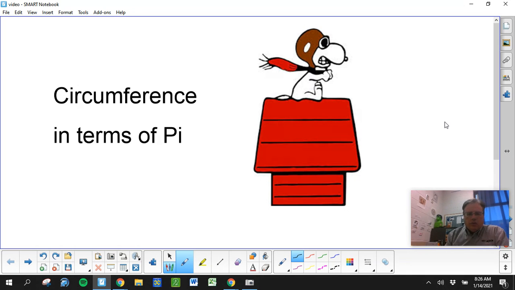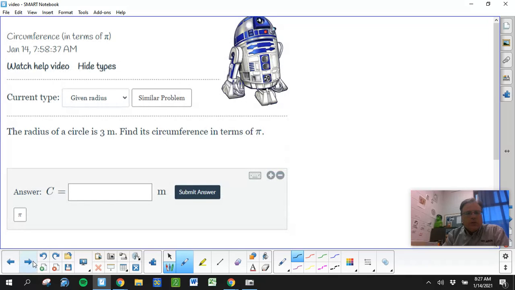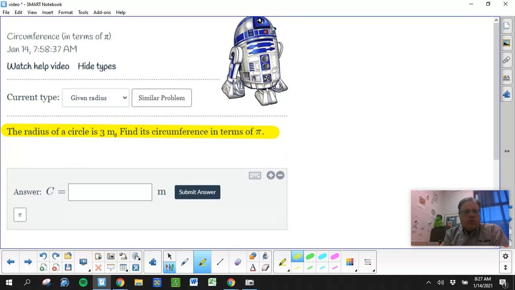I am here to talk about circumference in terms of pi. And we got Snoopy here. So he's curious about the circumference of a circle. So here we go. Our problem that we're going to be facing, a circumference in terms of pi. This is the problem. The radius of a circle is 3 meters. Find its circumference in terms of pi.